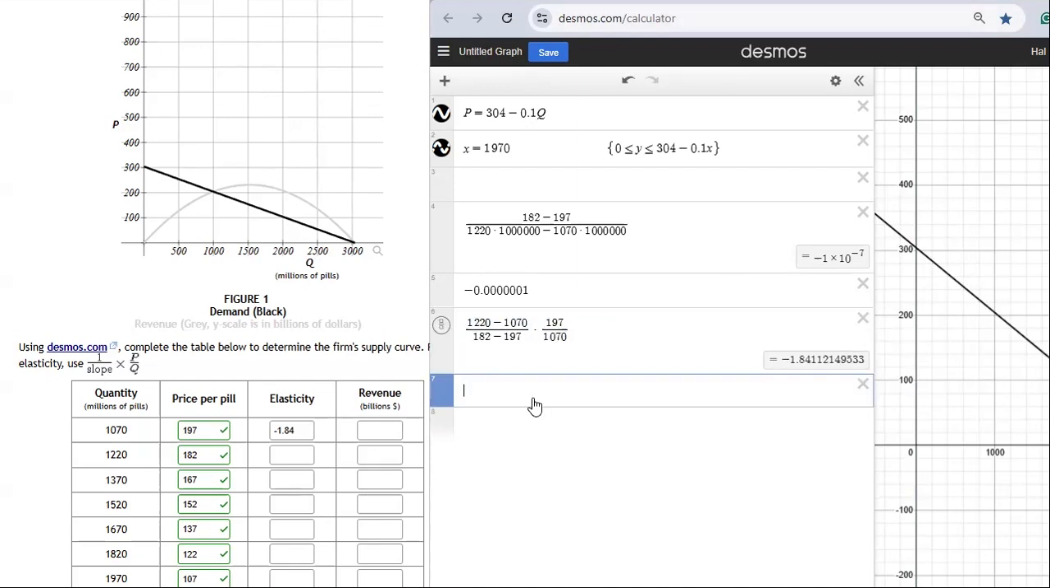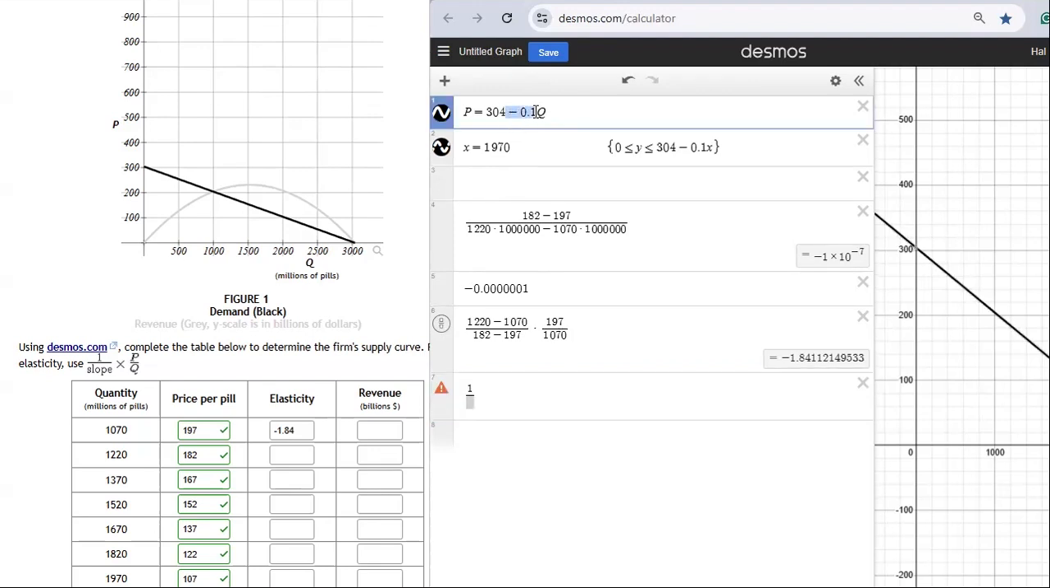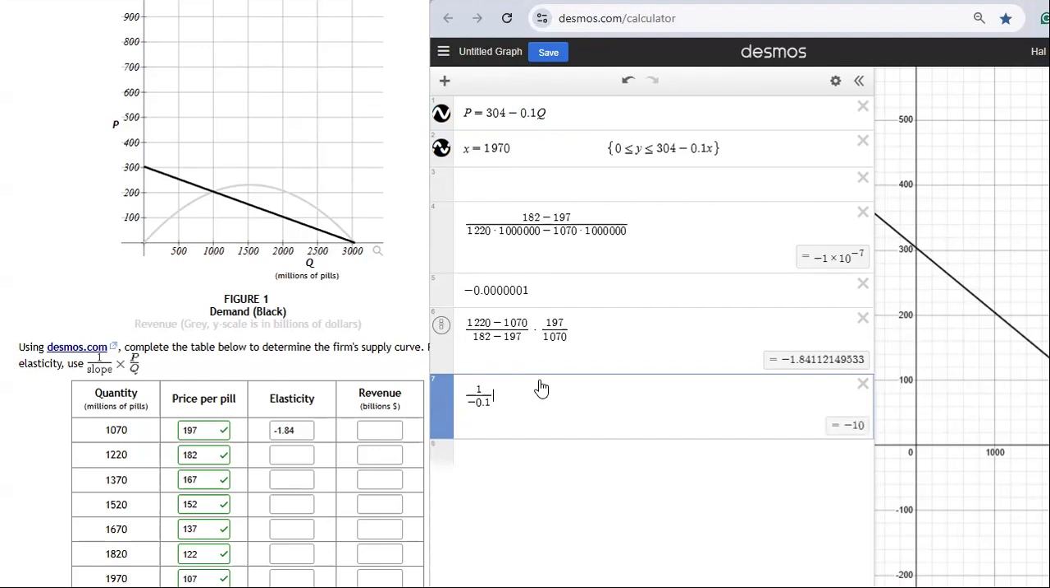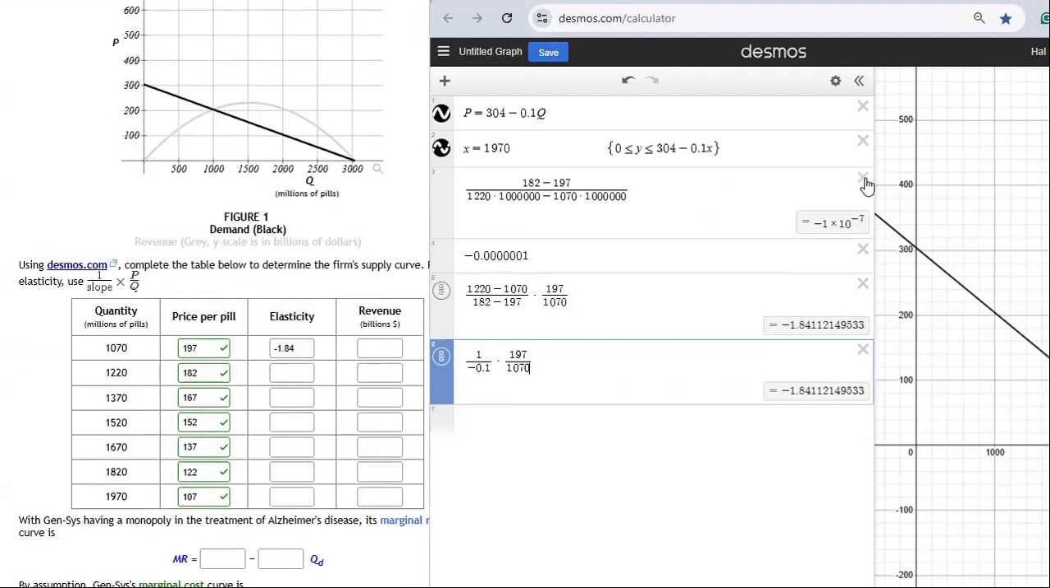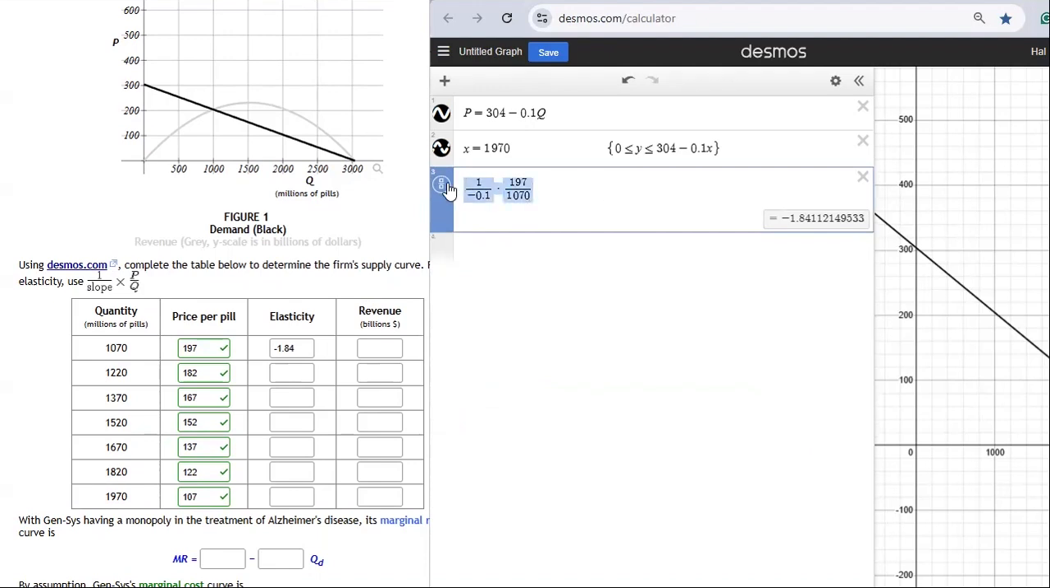There's a shorter way to do this. I can take 1 divided by the slope of my demand equation. The slope of my demand equation is negative 0.1. And then I can just multiply it by the price quantity ratio of 197 and 1,070. Get the same value, negative 1.84. So I'm going to delete these rows here. I'm going to use this to calculate the rest of the elasticities for the remaining quantities.